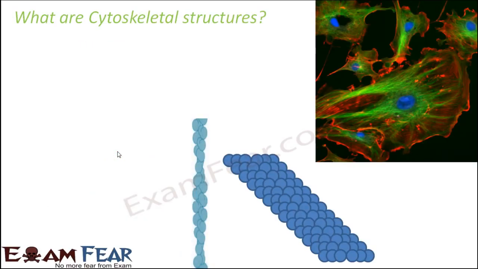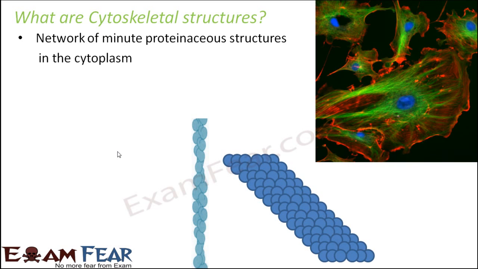So what are cytoskeletal structures? As I said, these are a network of minute proteinaceous structures present in the cytoplasm. Now, while we are talking about so many things, did you observe one thing? These substances like proteins and lipids are so very important, because anything we talk about inside a cell is made up of proteins, lipids or carbohydrates. So we can say that every life form which exists on this earth is dependent on these molecules. We will spend another lesson understanding these kinds of molecules. Okay, we'll see that later.